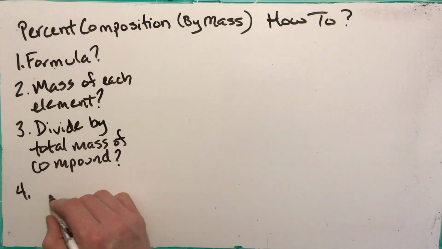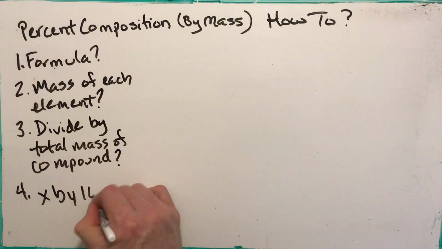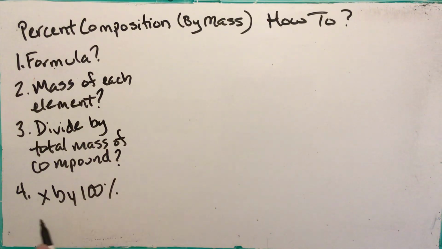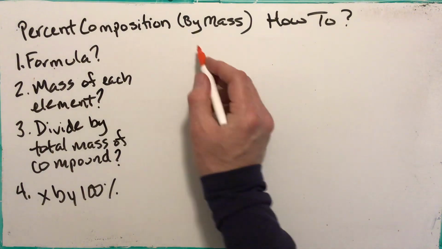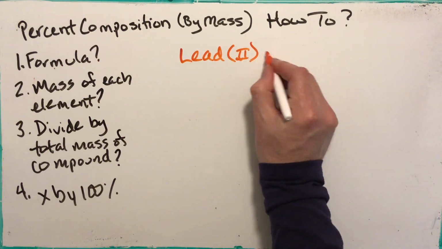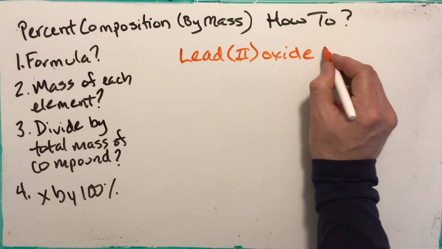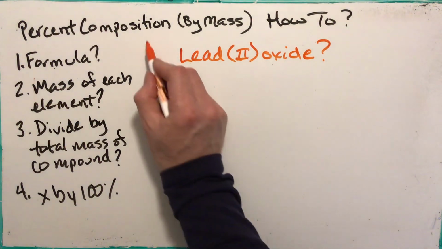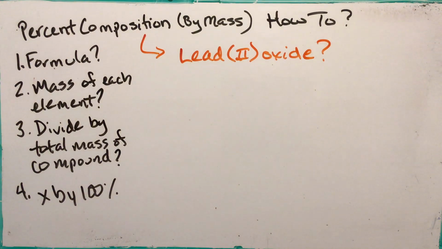And then I'm going to multiply, like we do to get a percent, by 100%. This is multiply. All right, that little X. So let's do an example, and we'll do lead 2 oxide to start off since we already kind of got into it. So for example, what is the percent composition of lead 2 oxide? So this is what I have to do. I've got to get the percent composition by mass of lead 2 oxide.